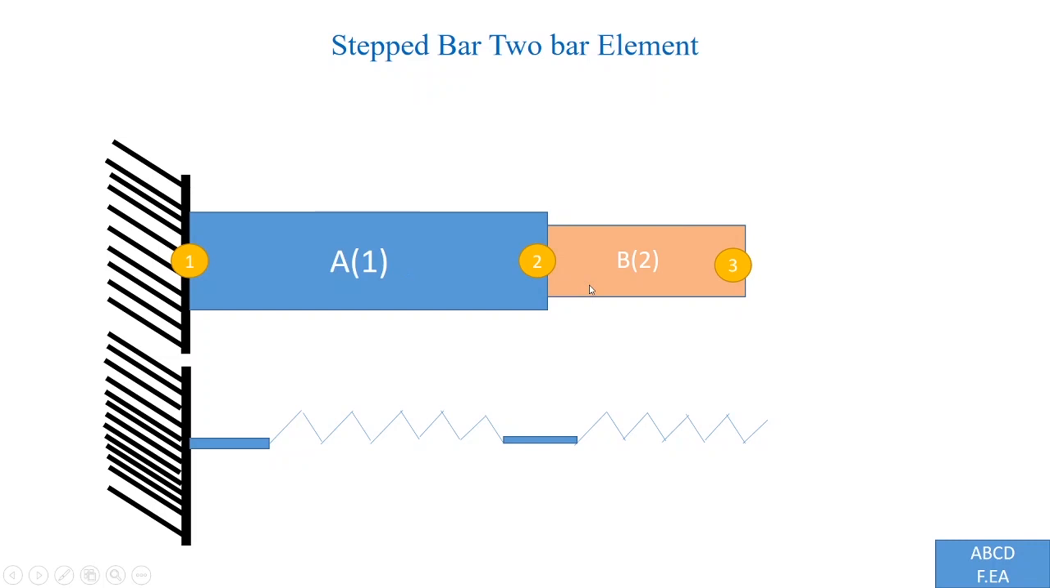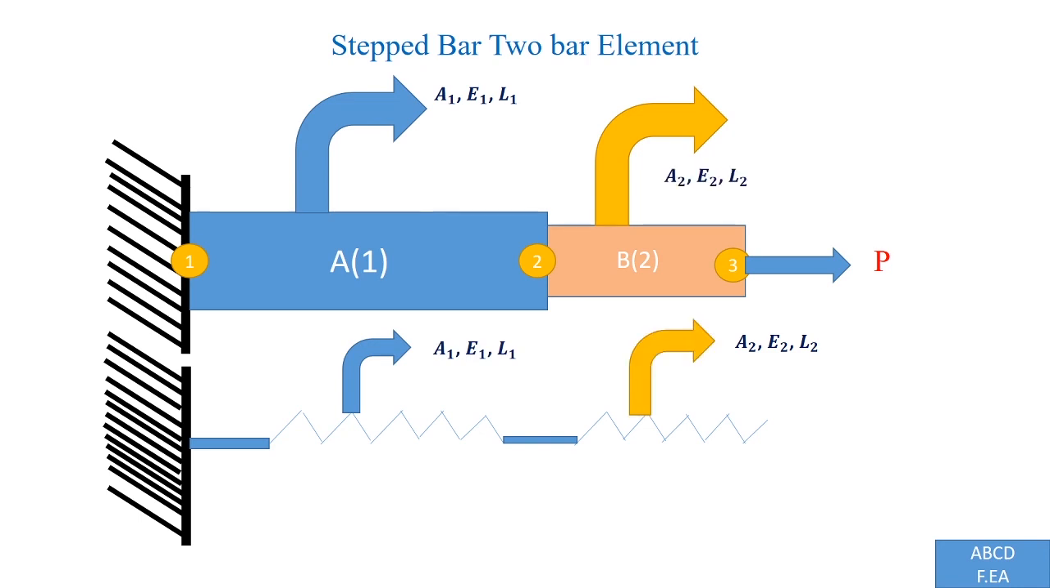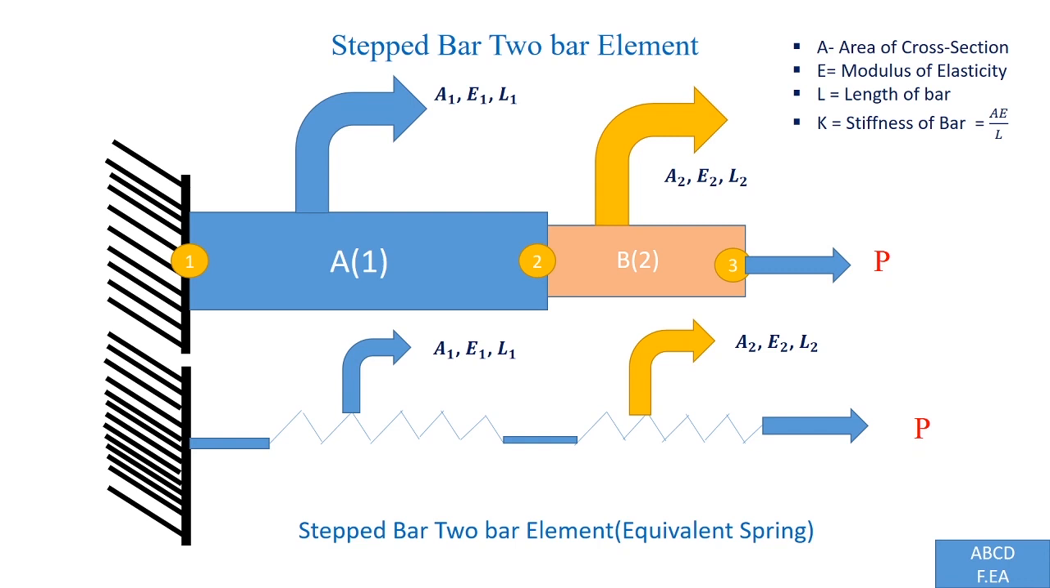Got it? Now what we have done is convert this step bar problem into a spring based system. This particular system you can convert to a spring based system. So now we will give some nomenclature to it. You can see, this is our complete system. This is element A or 1. This is element B or 2, and these are nodes 1, 2 and 3.